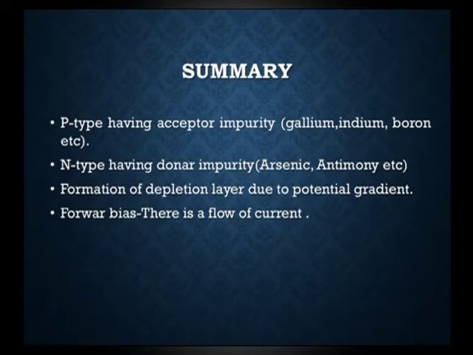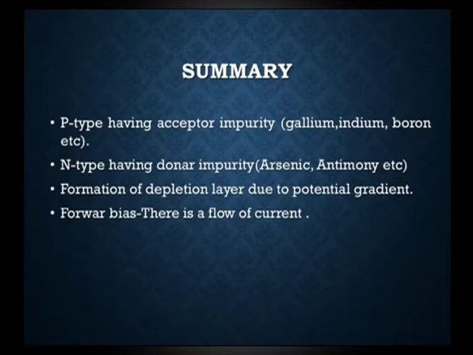When p type and n type semiconductors are joined together, they form the p-n junction diode. We also observed the depletion layer formation and how electrons and holes are responsible for it, and also how the potential difference, or barrier potential, is formed due to this diffusion. We came across all of this in this session.